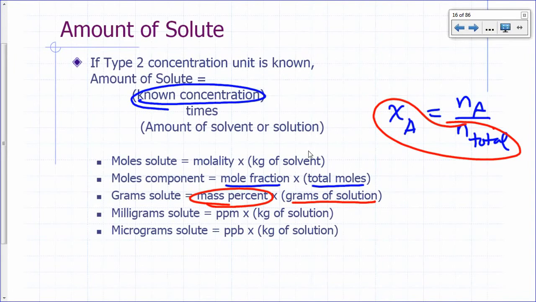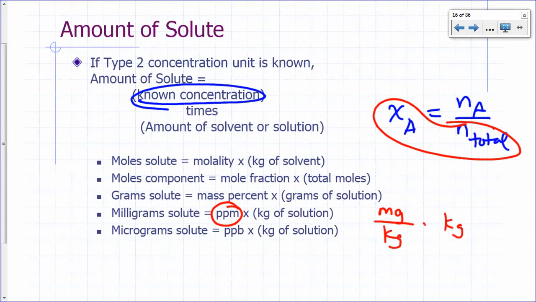If you're given the ppm, ppm, if you remember, is milligram of solute per kilogram of solution. So you multiply that by kilogram of solution, that will give you milligrams of solute. And ppb, if you recall, is micrograms per kilogram of solution. So you multiply that by kilograms of solution, that will give you micrograms of solute.